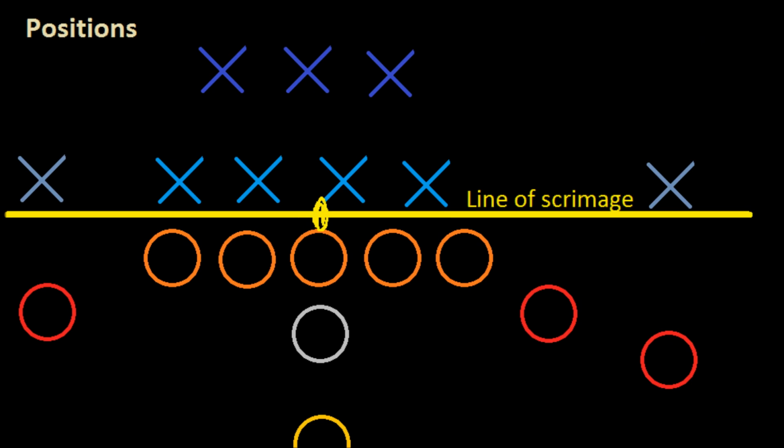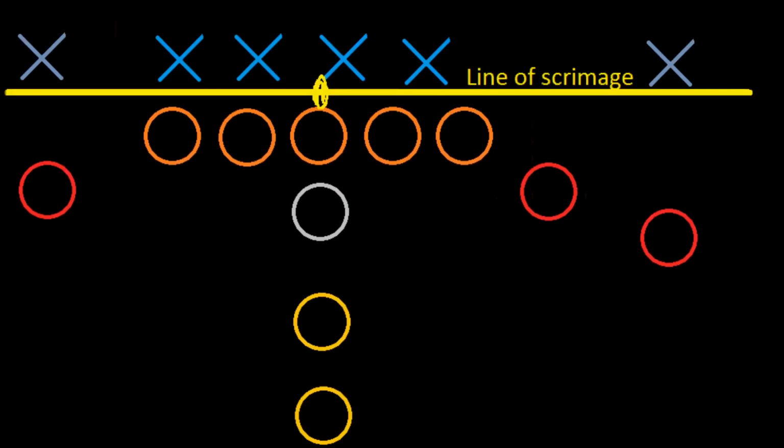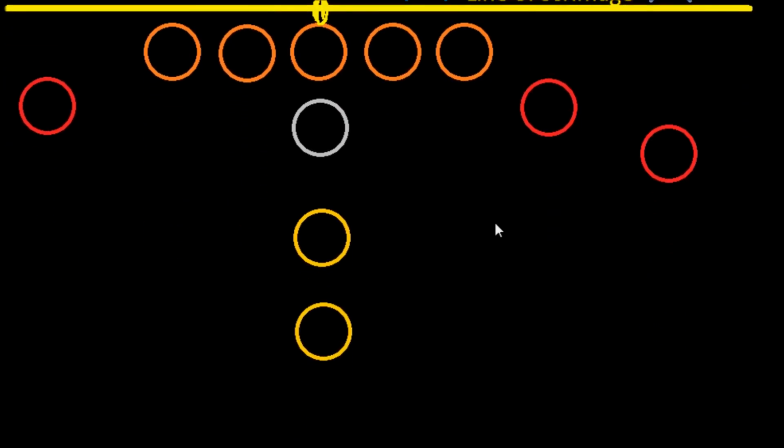So first, let's take a look at the guys on offense. And so that's these O's down here. And the offense will start with the offensive line. So that's these orange guys here. This is the offensive line. As you can see, there are 5 guys in the offensive line.